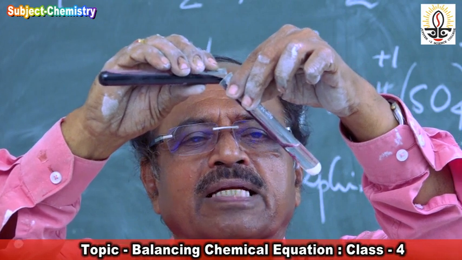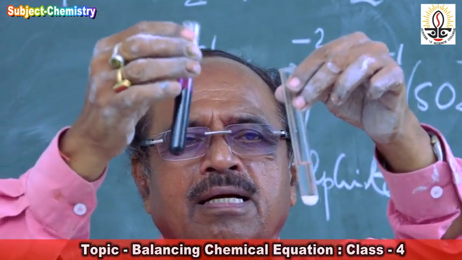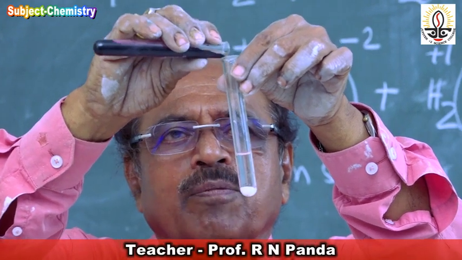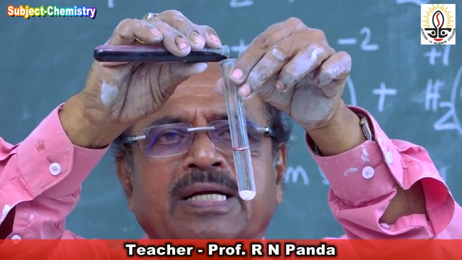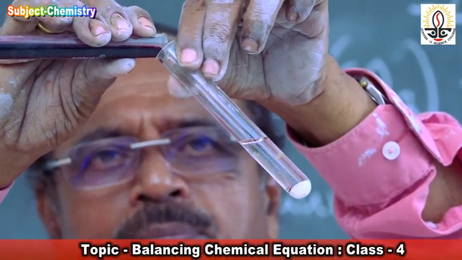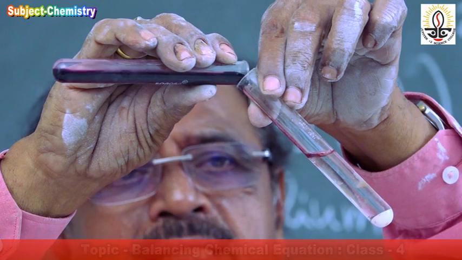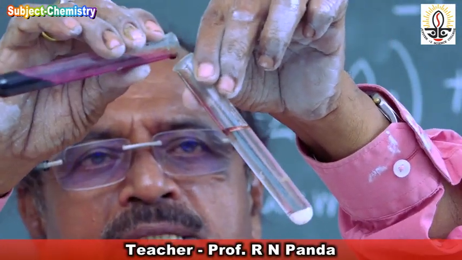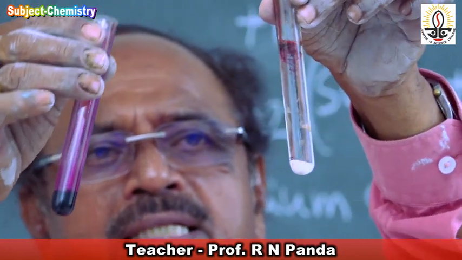You see, I am adding potassium permanganate to this. You observe. The moment potassium permanganate goes in, it is becoming colorless. The whole potassium permanganate is going now, and it is becoming colorless.